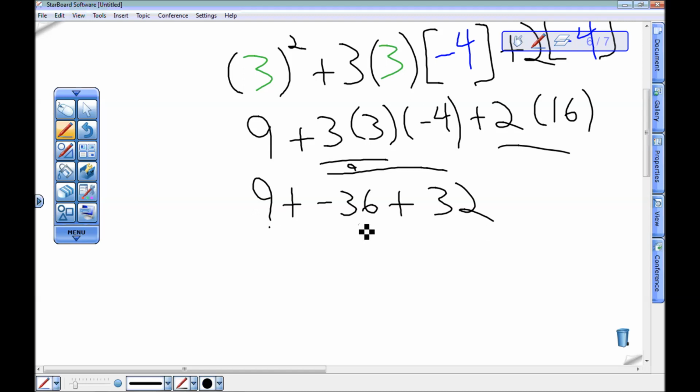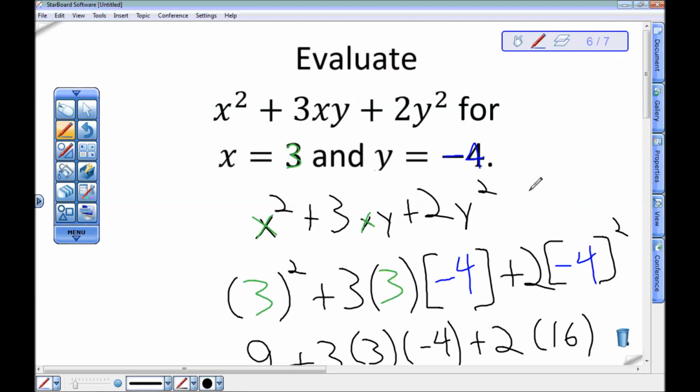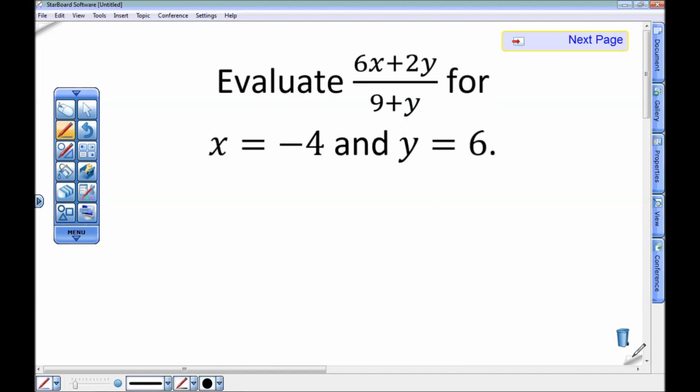9 plus negative 36. 36 minus 9 is 27. And 36 was way bigger, so negative 27. And negative 27 plus 32, of course, gives me 5. So, this expression for both of these values is 5. When x is 3, y is negative 4, that whole thing is 5. Let's just do one more here.